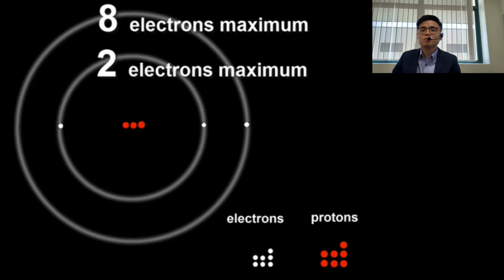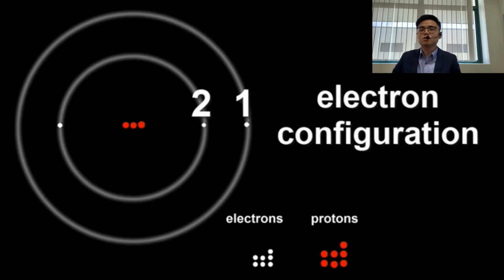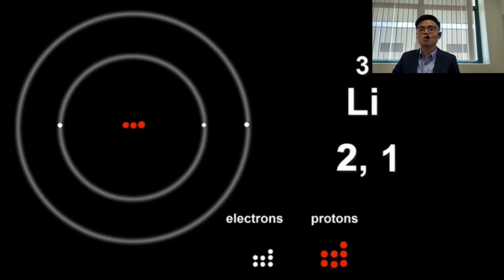A lithium atom has 3 protons in the nucleus, 2 electrons in the first shell and 1 electron in the second shell. The number of electrons in each shell is important because it fixes the properties of the element. For example, lithium is a metal because it has a single electron in the outer shell. The number of electrons in each shell of the atom is called the electron configuration. The electron configuration of lithium is 2 electrons in the first shell and 1 electron in the second shell, or sometimes we can write it as 2, 1 for short.